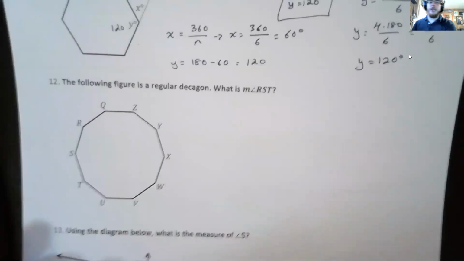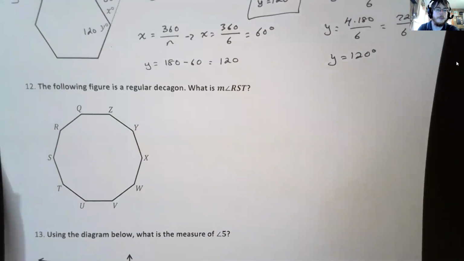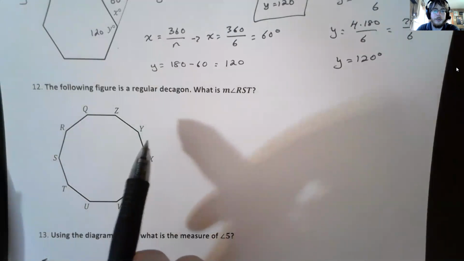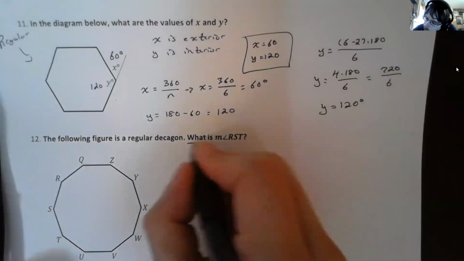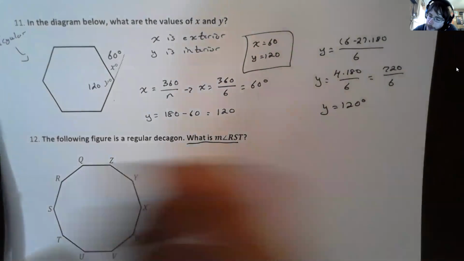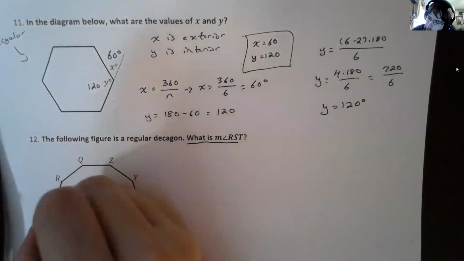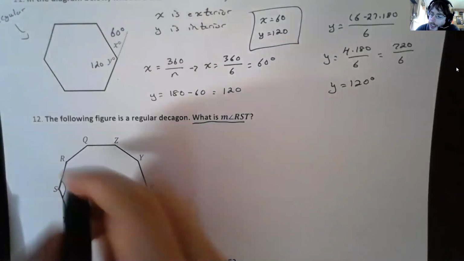All right, let's look at number 12. Now, number 12 is a familiar problem in a very unfamiliar form. It says the following figure is a regular decagon. What is the measure of angle RST? So the first thing is it wants us to find the measure of angle RST. And RST is right here. It's that angle there. And you'll notice that that angle is an interior angle.